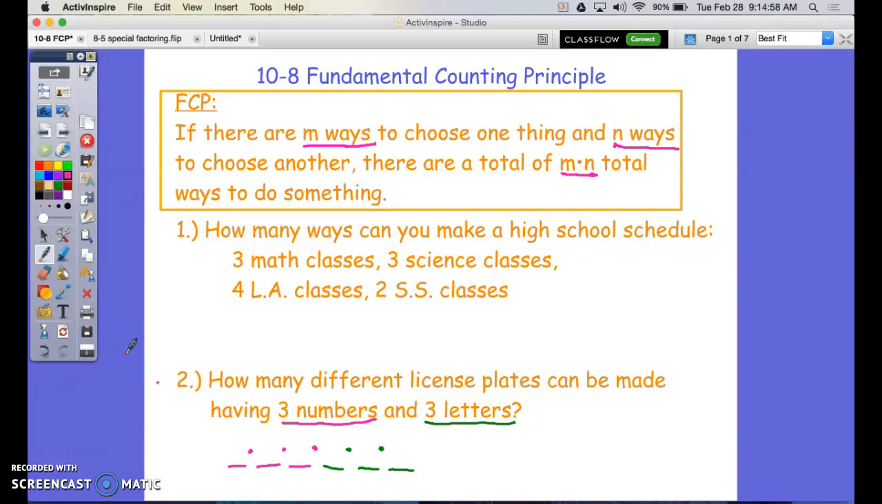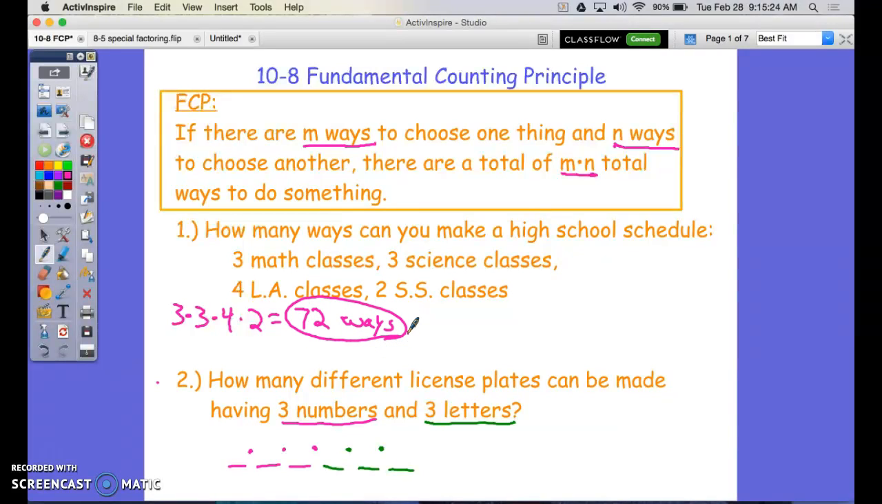In number 1, it says, how many ways can you make a high school schedule? Well, we have 3 math classes to choose from, 3 science classes, 4 language arts classes, and 2 social studies classes. So, according to the fundamental counting principle, all you are going to do is 3 times 3 times 4 times 2. That gives me 9 times 4 is 36 times 2. That gives me 72 possible ways to schedule my classes.